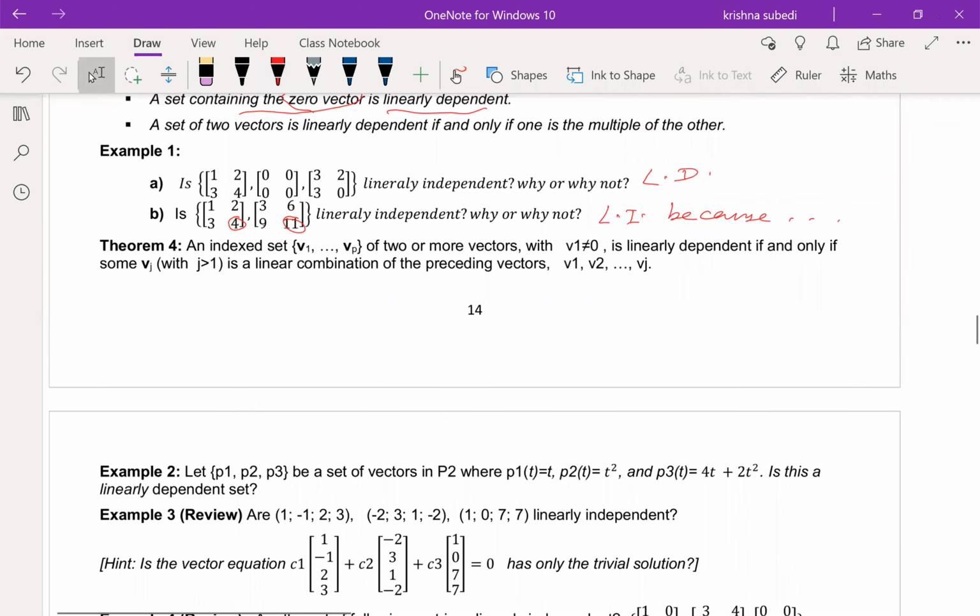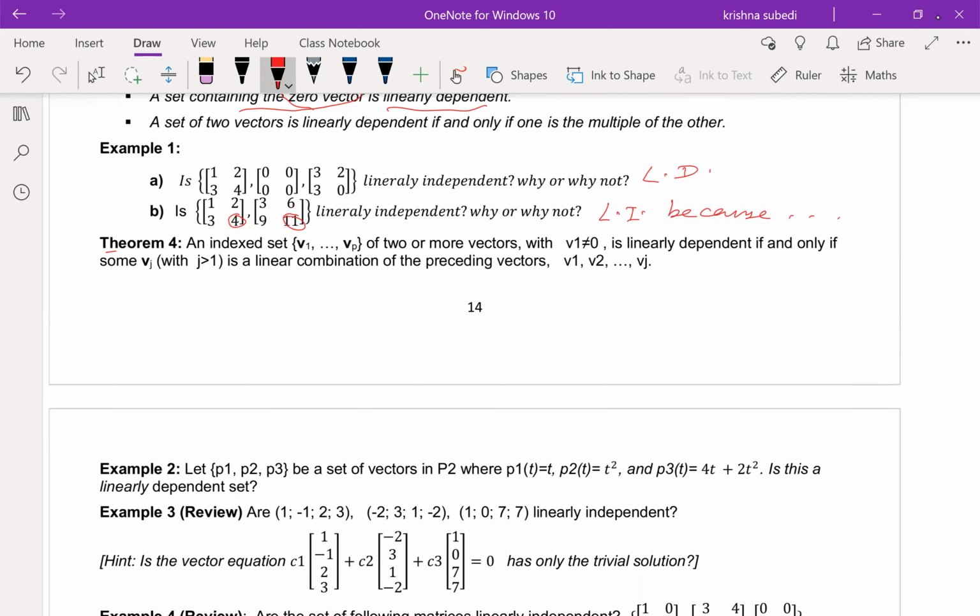Now, here is the theorem. An indexed set v sub 1, v sub 2 up to v sub p of 2 or more vectors with v1 not equal to 0 is linearly dependent if and only if some v sub j is a linear combination of the preceding vectors v1, v2 up to v sub j minus 1. Okay, that's the theorem. I want you to remember.